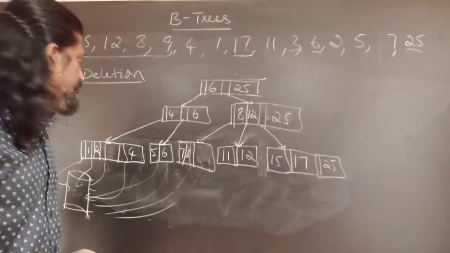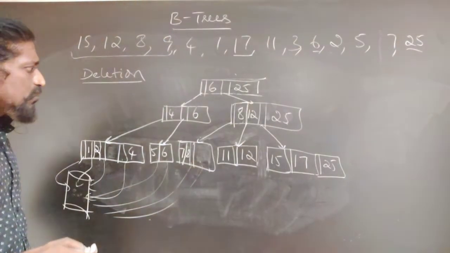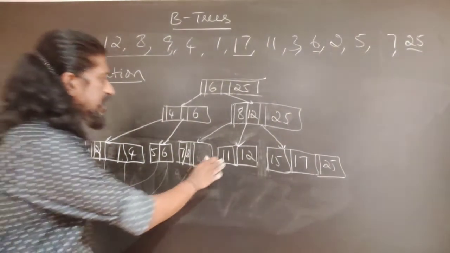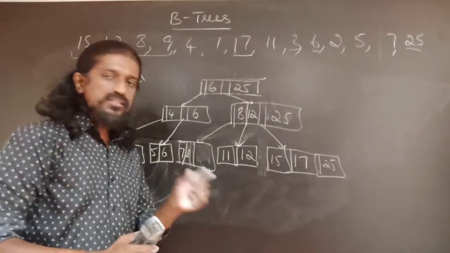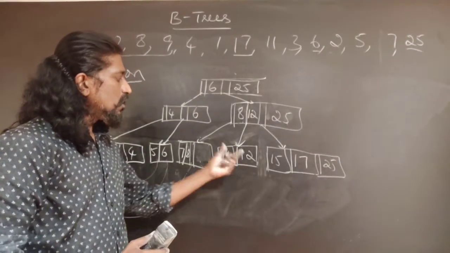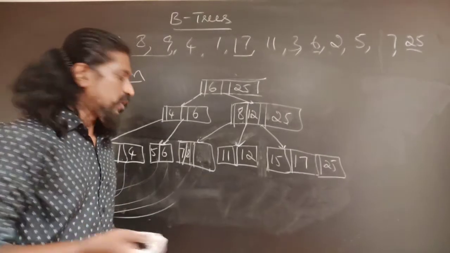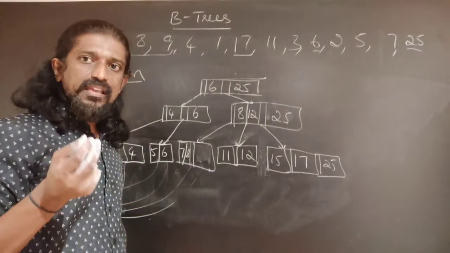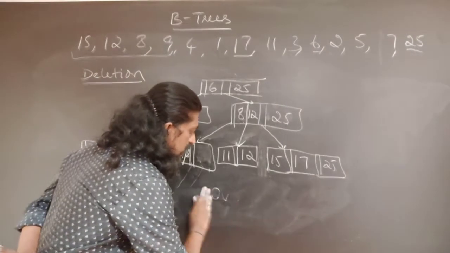Now suppose I am going to delete, say, 11. When I delete 11, this particular node has the minimum requirement for its existence, that is 2 keys. Deletion of 1 key will cause the node to not survive. When we delete a key from a node that has the minimum number of keys, that condition is called underflow.